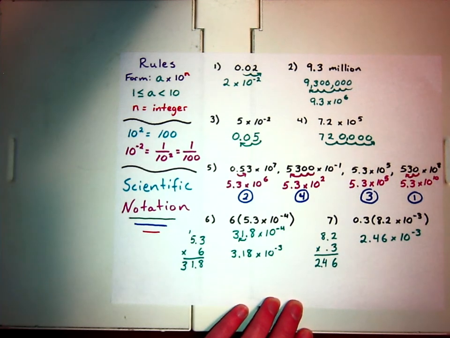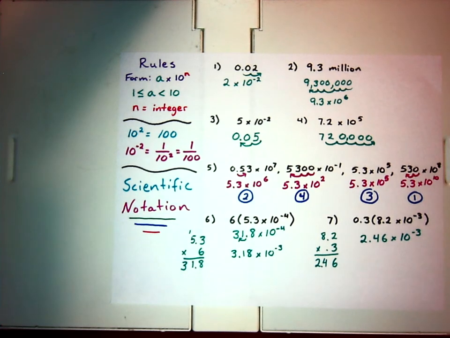I look at it and I say, is this in scientific notation? The answer to that is yes, because 2.46 is between 1 and 10. So those are some of the problems that you may run into when working with scientific notation.